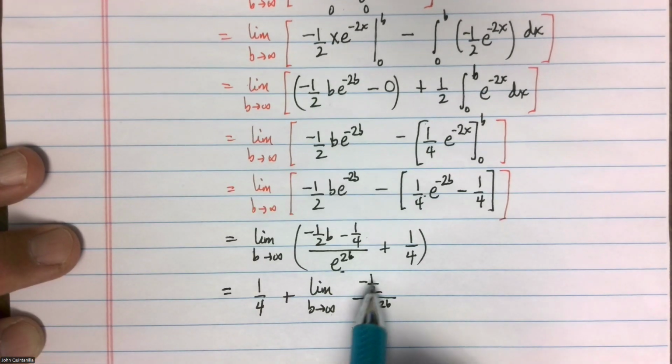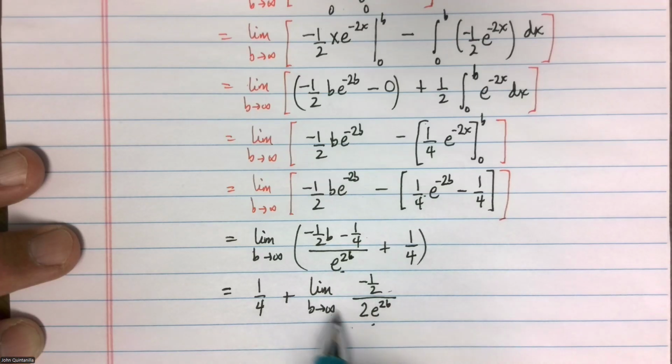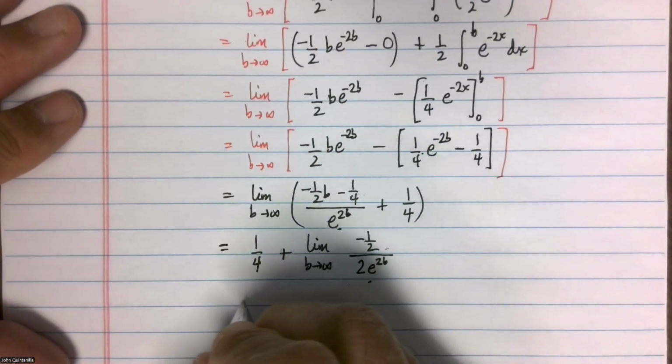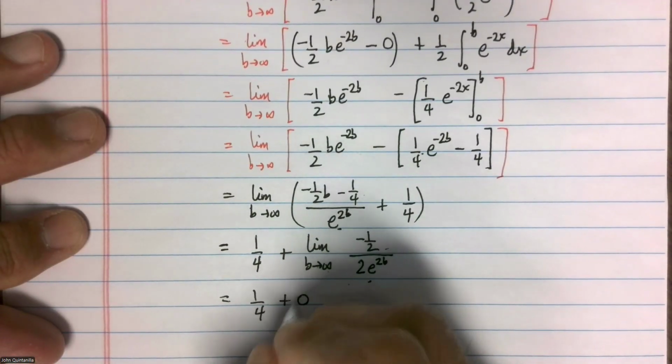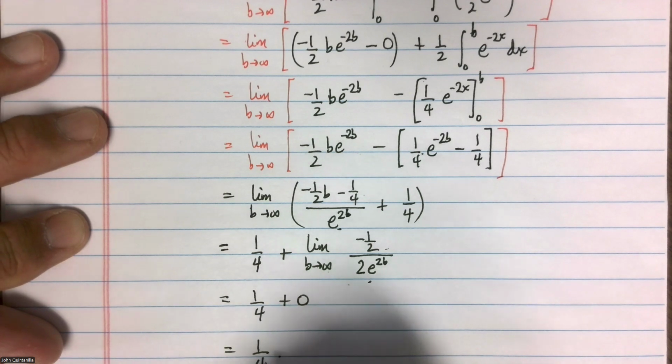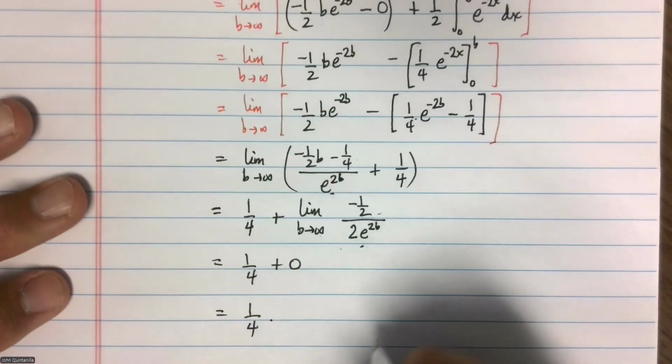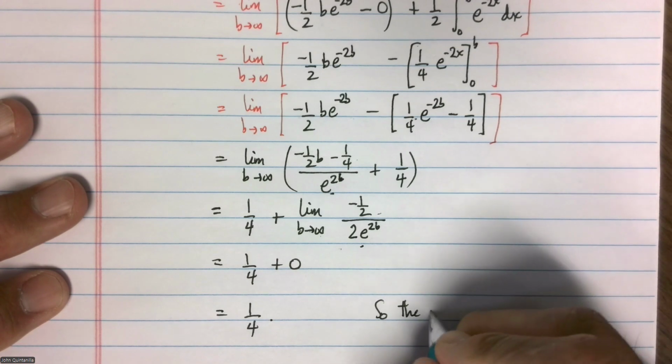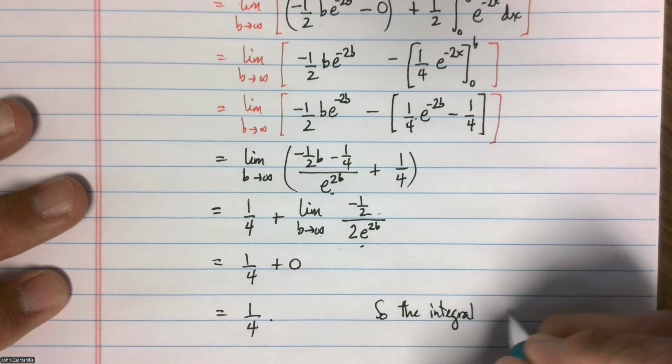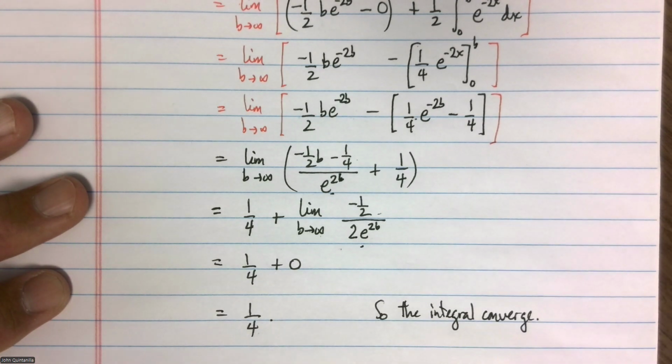As b goes to infinity, this was in the form infinity over infinity. This is now in the form of something over infinity, so I no longer apply L'Hopital's rule. I get negative 1/2 over infinity. The denominator here goes to infinity, so the fraction therefore goes to 0. So this is equal to 1/4 plus 0, which is therefore equal to 1/4. And that is the value of the integral. So obviously the integral converges, and not only does it converge, but we actually found the value of the integral: it's equal to 1/4.